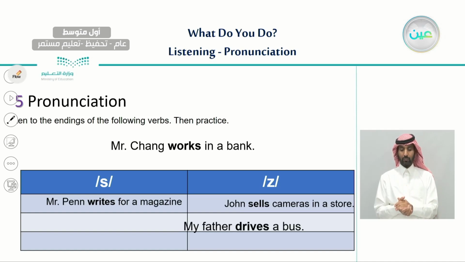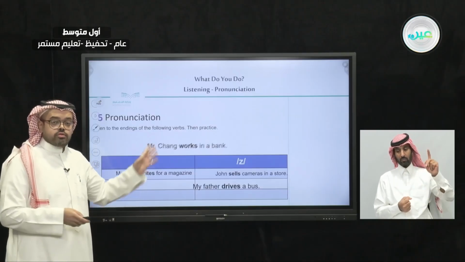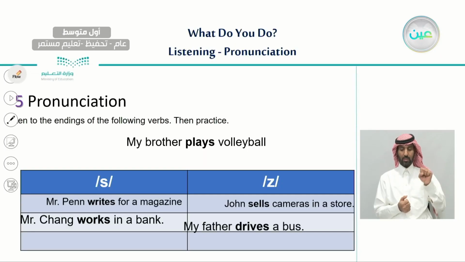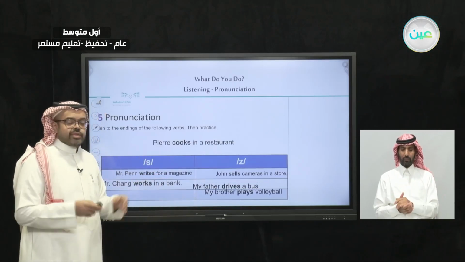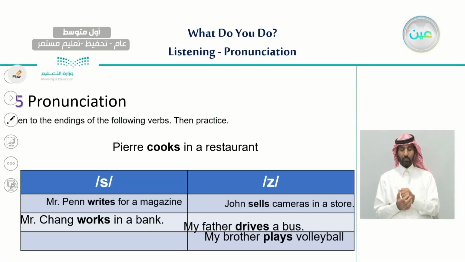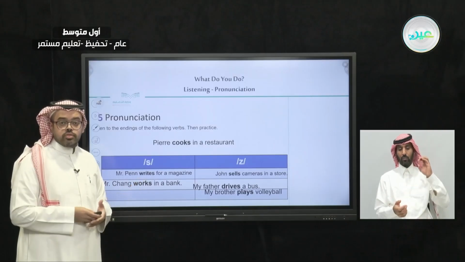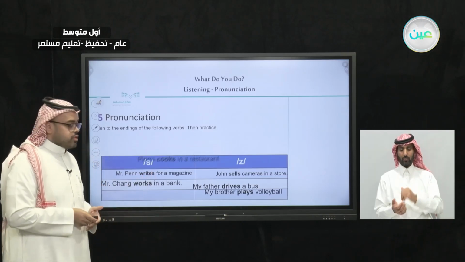Let's listen to the fourth one. Mr. Chang works in a bank. Works. So where do you think we should put this one? Very good. This one goes straight to the sa sound. Let's listen to the other one. My brother plays volleyball. Plays. So where do you think we should put plays? Very good. It goes straight to the za sound. And the last one, Pierre cooks in a restaurant. Cooks. Where should we put this verb? Very good. This goes straight to the S sound.